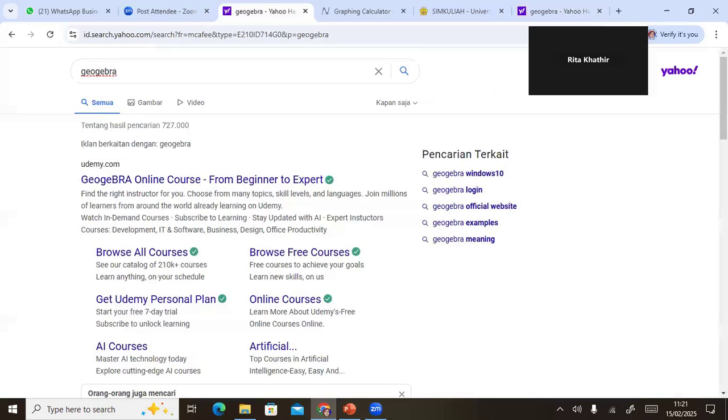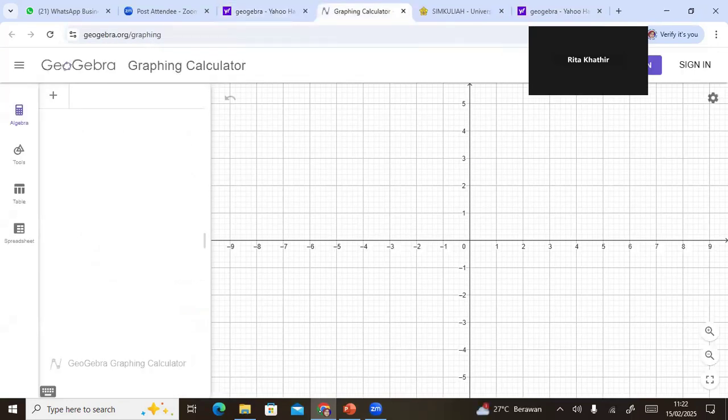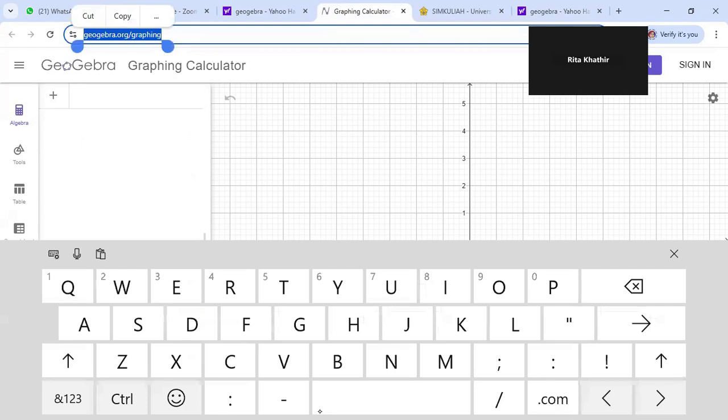I cannot show you, but maybe you can just copy this: geogebra.org/graphing. You will have this.